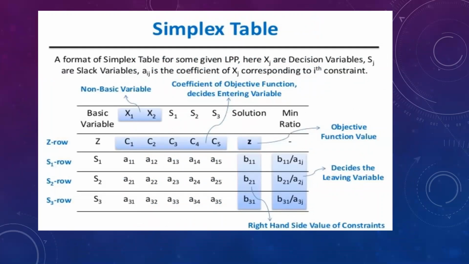Now here you can see the format of the simplex table. Here x1, x2 are the non-basic variables, the variables which are present in the objective function. S1, S2, S3 are the slack variables which we have added to convert the inequality constraints into equalities. Then this is the minimum ratio, and this is the Z row. Here C1, C2 are the coefficients of the objective function, which decide the entering variable, and based on the minimum ratio we decide the leaving variable. So this is the simplex table.